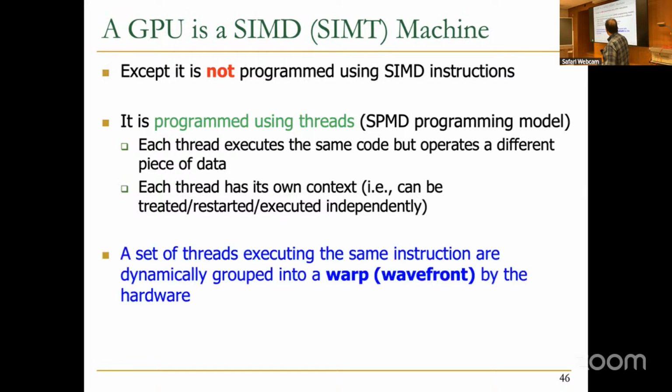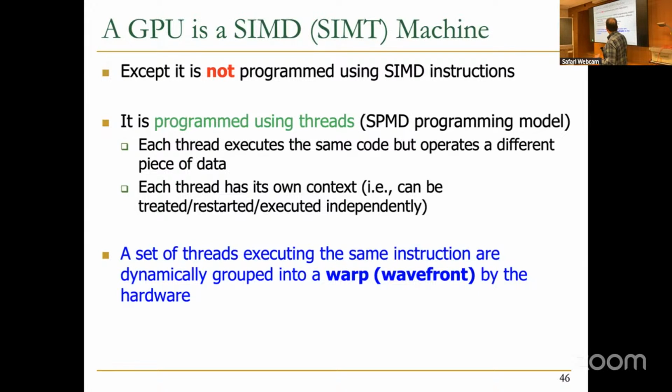And a set of threads executing the same instruction. So all threads have the same code. You have one kernel that you launch for all threads. But in that kernel code, there are many instructions, right? So at a given time, there are some threads running exactly the same instruction because they are exactly at the same program counter, for example.